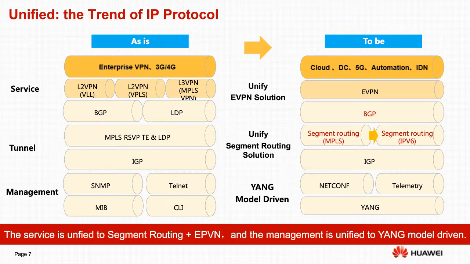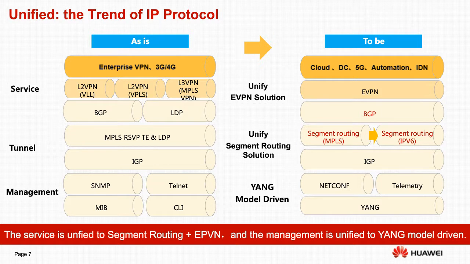But in the future, all VPN service will be supported by the EVPN protocol, and its configuration will be more like L3 VPN, and BGP will be the only service signaling protocol. At the same time, LDP and RSVP will be replaced by MPLS segment routing. Right now, it is MPLS segment routing. In the future, I think SRv6 will be deployed also. Also, for the management plane, maybe we have NETCONF, we have telemetry, but finally, its data model will always be YANG model. It is YANG model driven management.